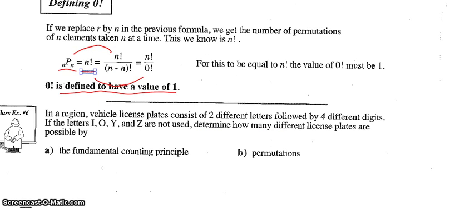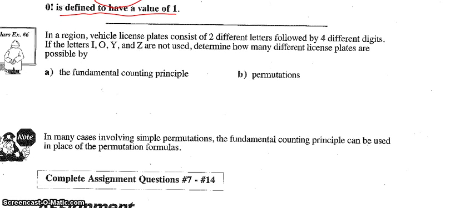Let's see how do we use it. In a region, a vehicle license plate consists of 2 different letters. Different. Has to be different. Followed by 4 different digits. They have to be different. If the letters I, O, Y, Z are not used, determine how many different license plates are possible. By the fundamental counting principle, we learned that. There are 2 different letters. There are 4 different digits.